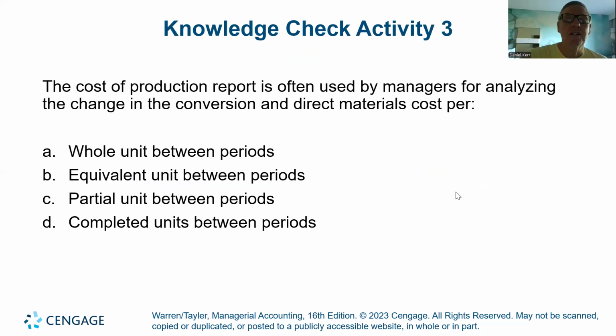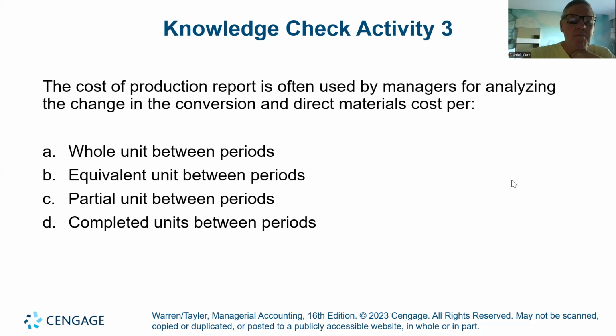All right, so let's do a little knowledge check here. The cost of production report is often used for analyzing the changes in the conversion and direct materials cost per. So what do we focus on? Do we focus on whole units between periods, equivalent units between periods, partial units between periods, or completed units between periods? Well, we know by process of elimination that we don't use whole units, because when we think in terms of rows there, whole units are different than equivalent units, so that's out.